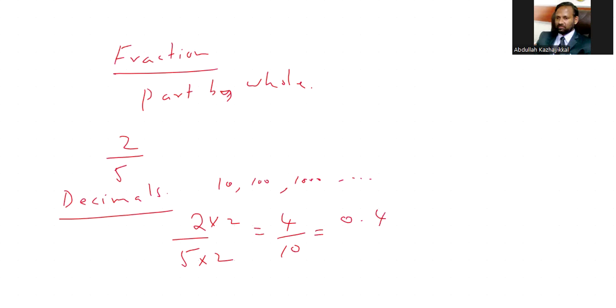Denominator is 10, 100 like that. Look, suppose another number is there: 3 by 4. I cannot make this 10. But I can make this 100. 4 into 25 is 100. So 3 into 25 is 75 by 100. That is 0.75, two decimal places. Percentage is 75%. You can see the relation there.